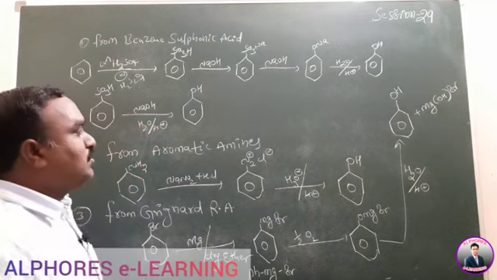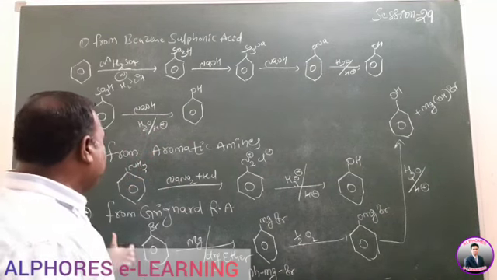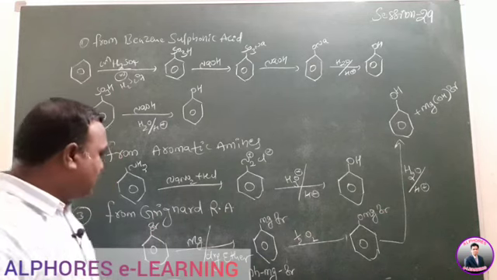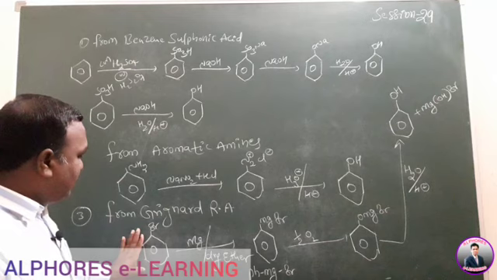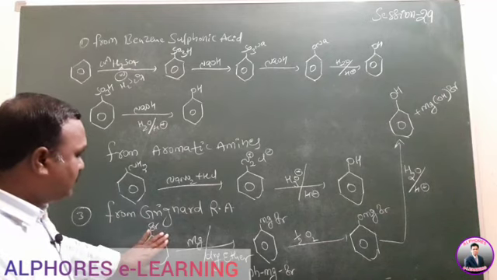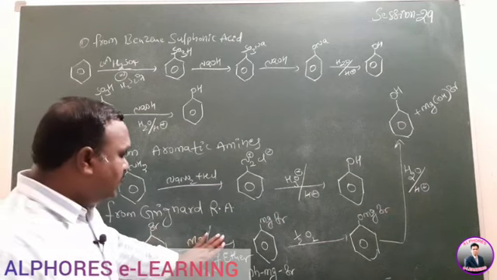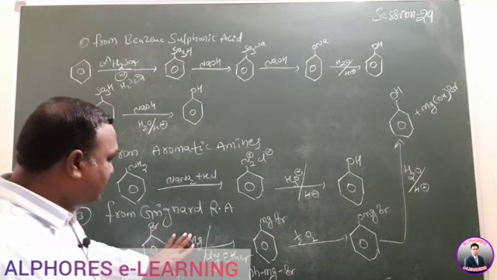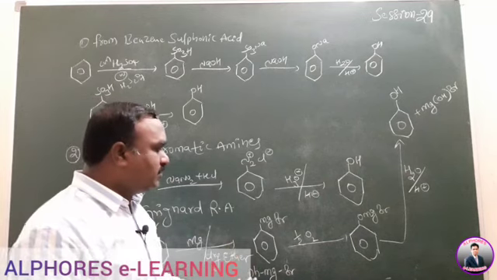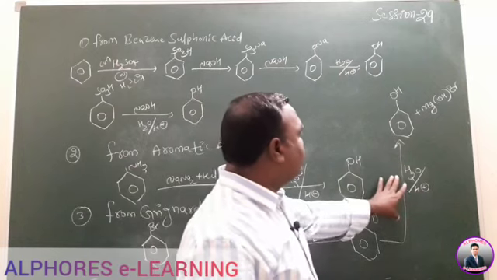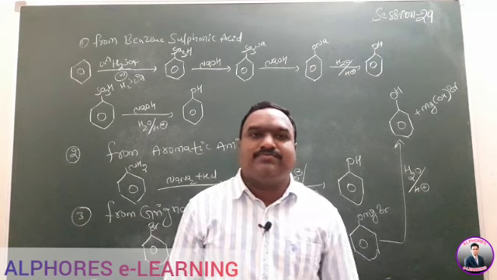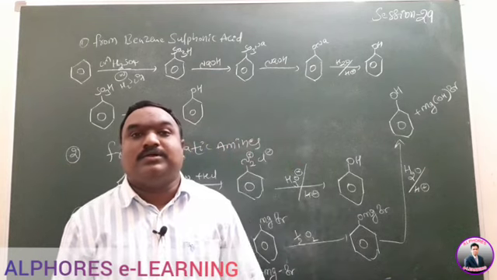This is the way to prepare the phenol from a given Grignard reagent. So the halogen aromatic compound reacts with magnesium in the presence of dry ether to form the Grignard reagent. Oxidation followed by hydrolysis will give phenol. This is the way to prepare the phenol from a given Grignard reagent.